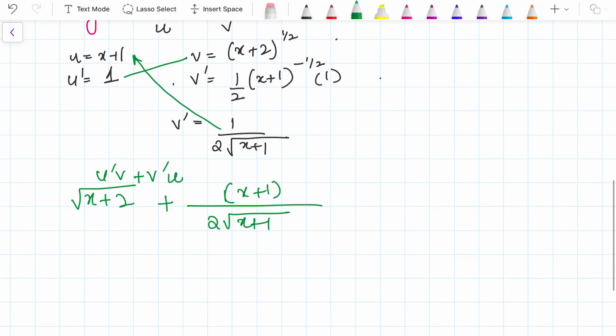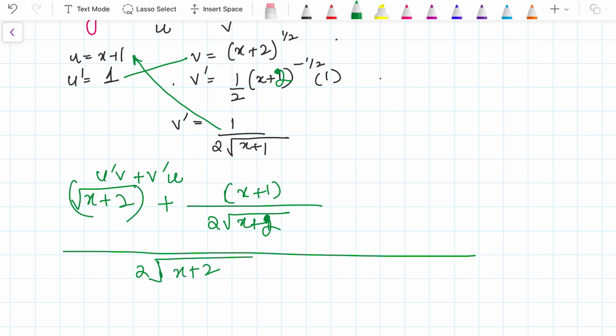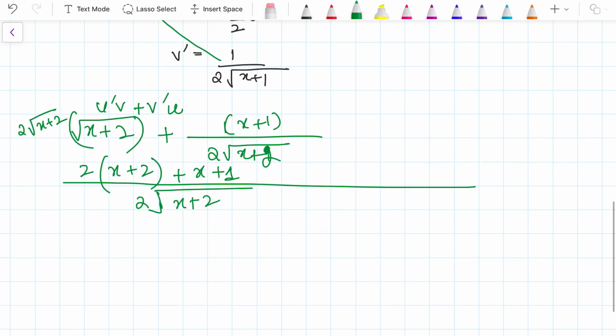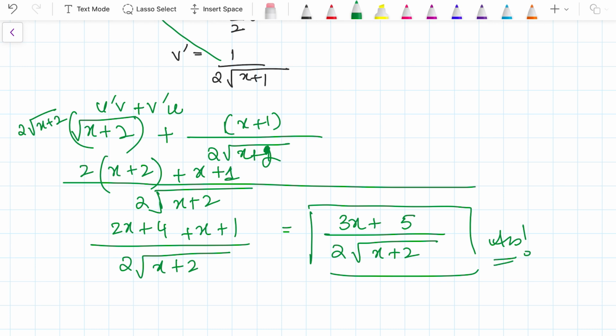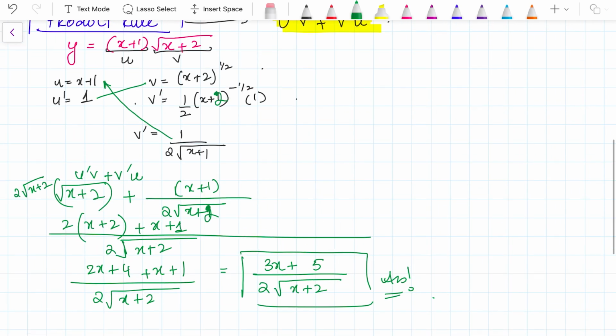x plus 1. Now let's take the LCM. This is an x plus 2 inside. This thing will be multiplied with a 2 and under root x plus 2. When two surds with the same expression are multiplied, the expression remains and the surd finishes off. 2x plus 4 plus x plus 1 divided by 2. 3x plus 5 divided by 2. This is going to be my dy by dx for this particular expression.